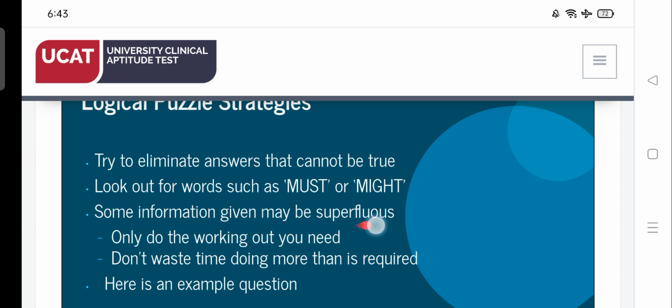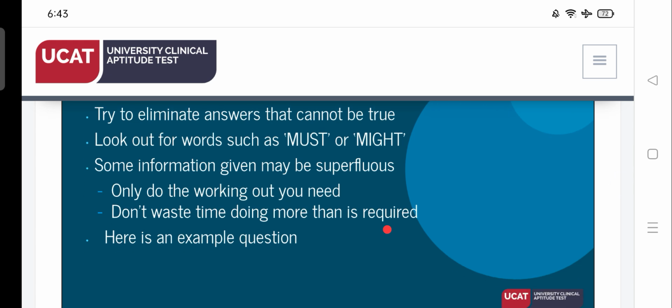Some information given may be superfluous. Only do the working out you need. Don't waste time doing more than is required. Okay, there is no need to waste your time by working out more than you need. You just have to work out on the notebook only as much as you need. So it will help you to save your time to do more questions in the given time.